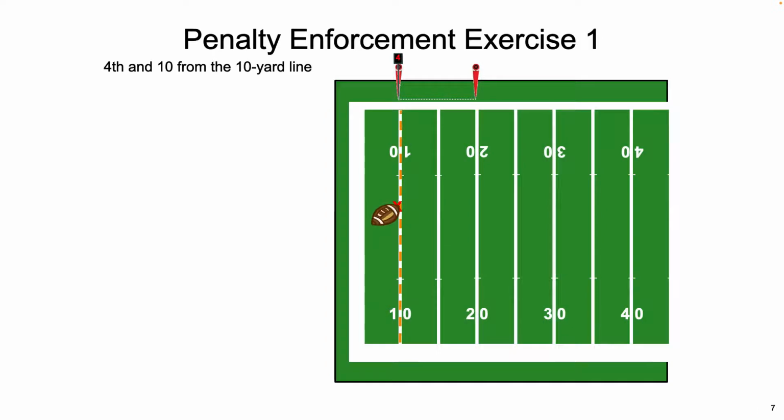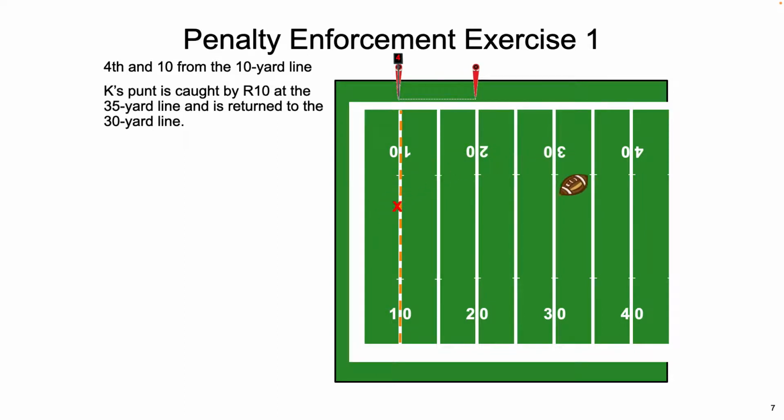Okay, let's go to our first play. 4th and 10 from the 10-yard line, going out. K's punt is caught by R10 at the 35-yard line and is returned to the 30-yard line. So we've got a simple 5-yard return on a regular old punt. During the kick, R35 holds at the 20-yard line.